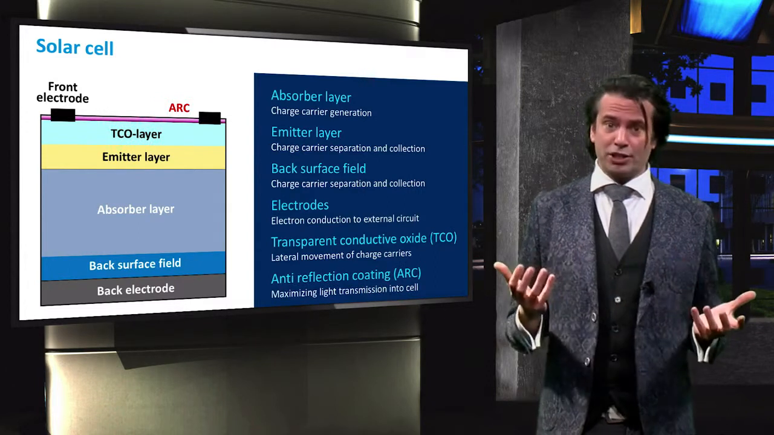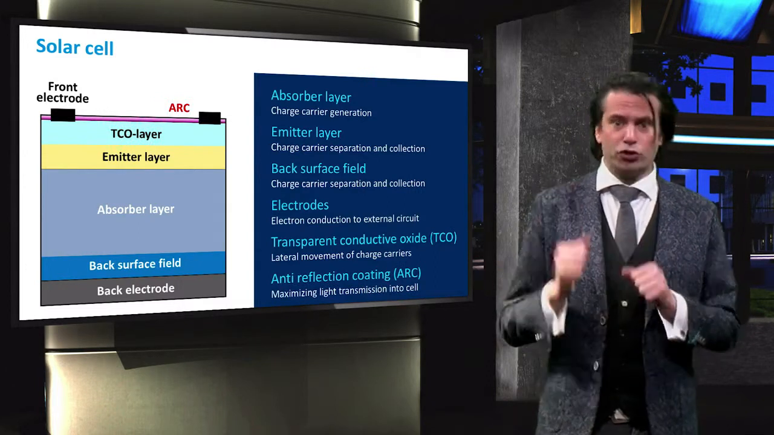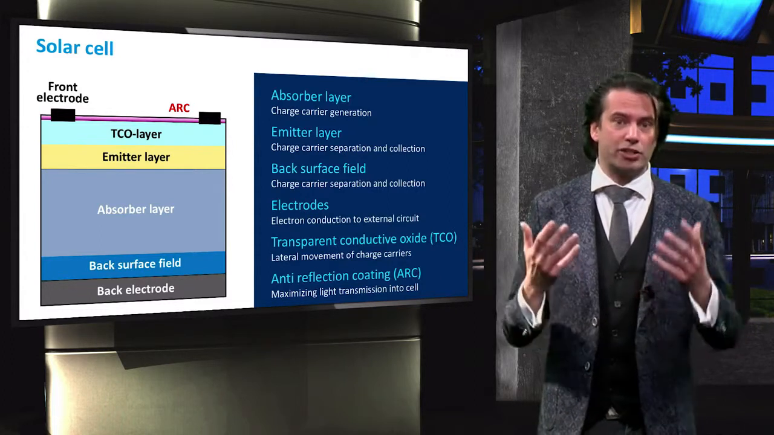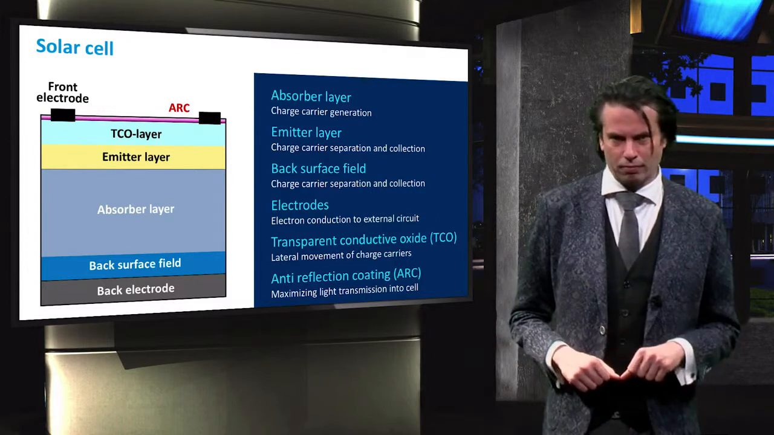Finally, an anti-reflection coating is placed at the front of the solar cell to reduce the front surface reflection and maximize the light transmission into the cell.